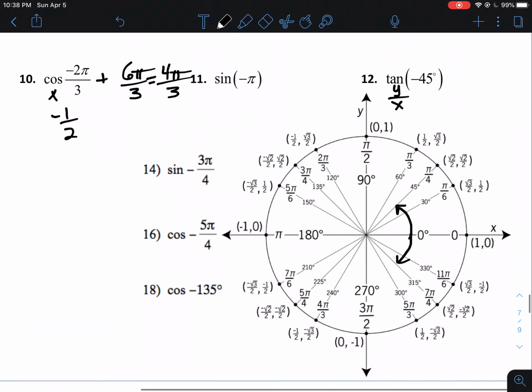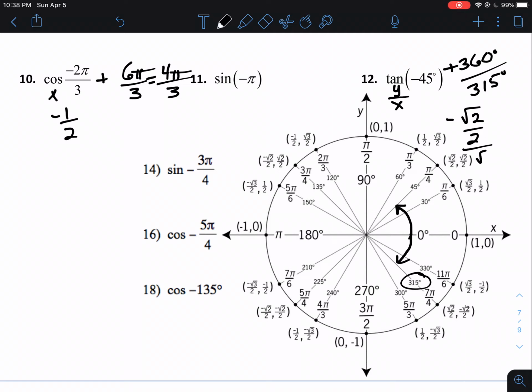And again, you could also do that by finding a coterminal angle. Remember that for degrees, you're just adding 360. Negative 45 plus 360 is equal to 315 degrees. And in either case, you're able to find your way to this angle. As for the actual value, take y divided by x. Y is negative square root of 2 over 2. X is positive square root of 2 over 2. Negative divided by a positive is a negative. And square root of 2 over 2 divided by square root of 2 over 2 is 1. So then the answer for number 12 is negative 1.